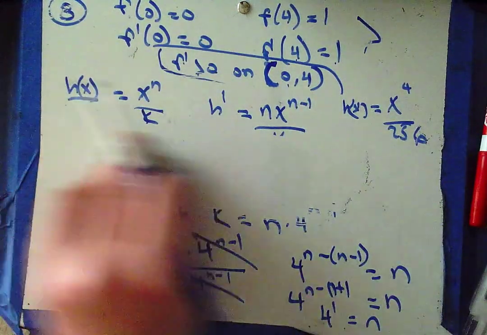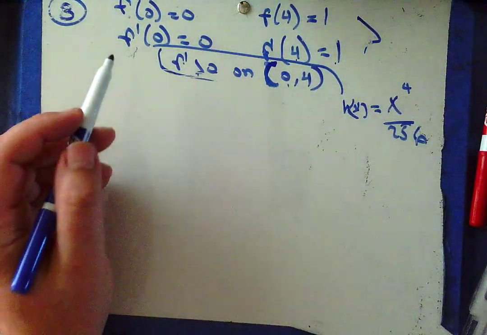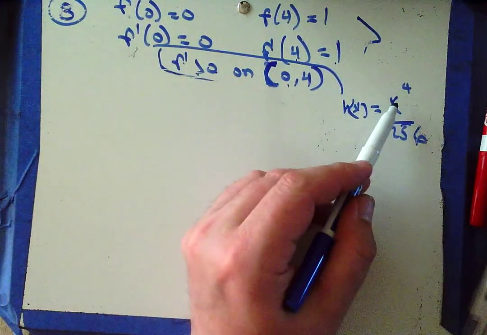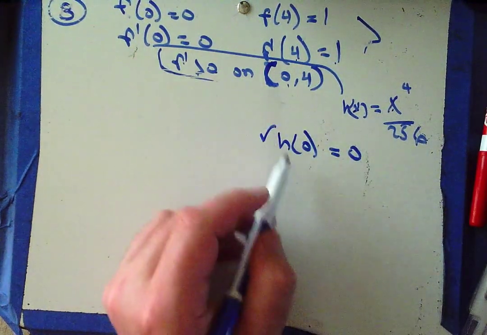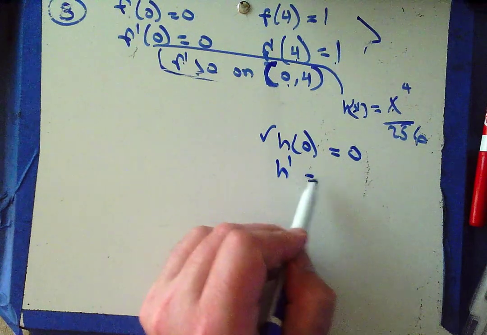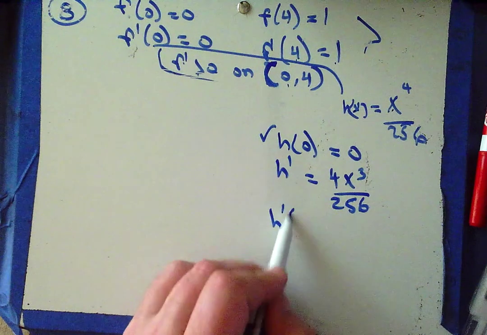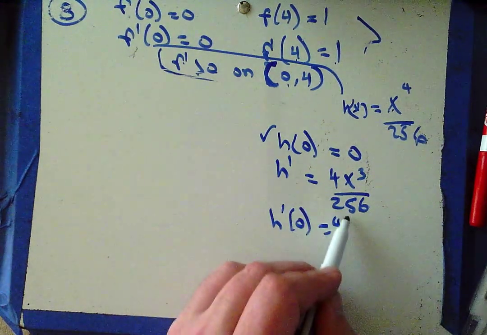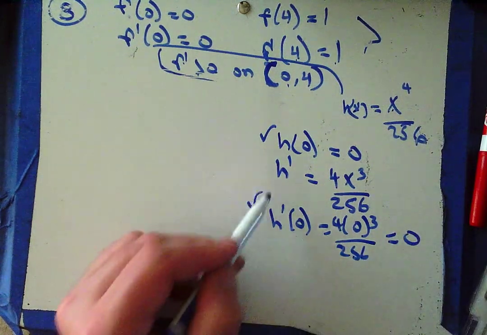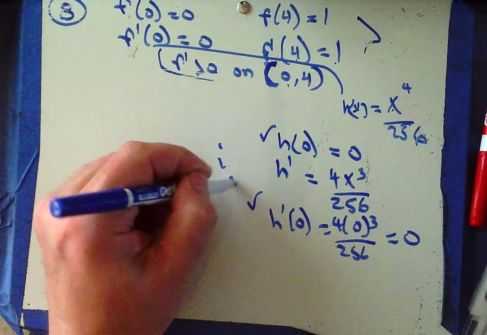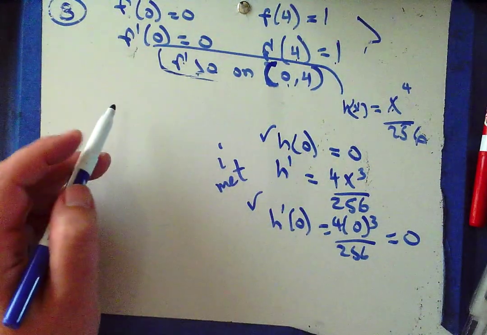Well, let's see if that meets requirement 2. Let's see if we meet requirement 1. Do I plug in a 0 and get a 0? h of 0 equals 0. Yes. h prime is 4x to the 3rd over 256. Is h prime of 0 equal to 0? Yes, it is. So we met condition I as well. Now, what about this derivative?